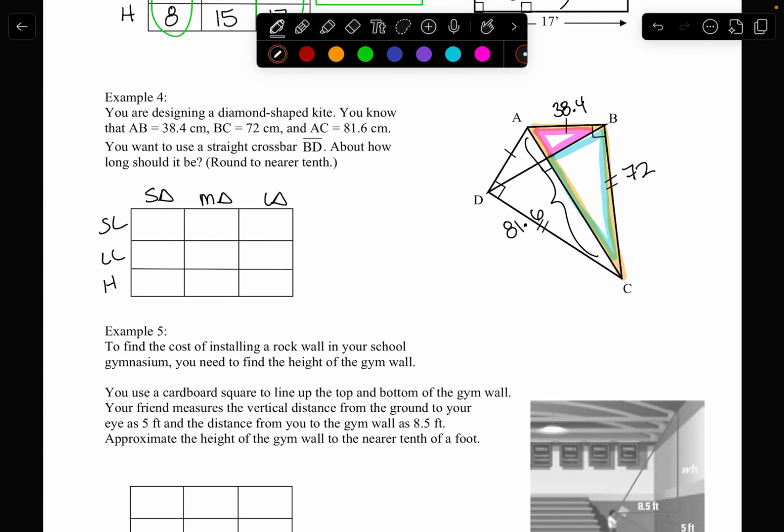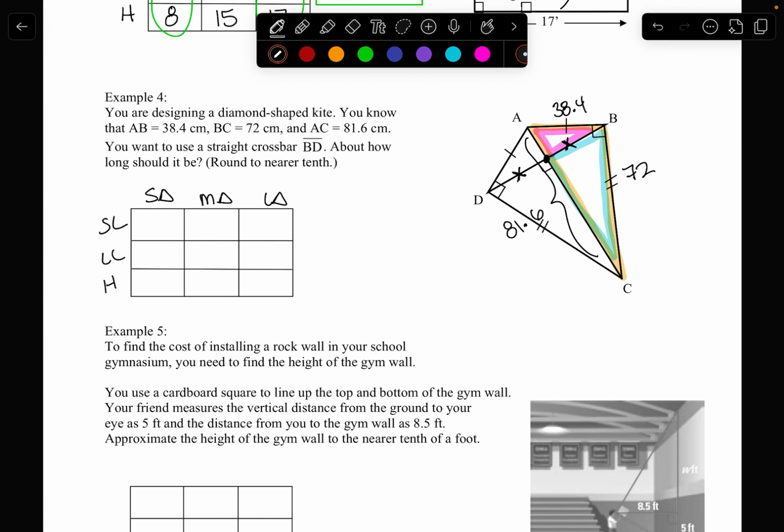I'm supposed to be finding this crossbar length here, okay? Now, in a kite, which I know you probably don't just know this information, but in a kite, these two lengths are going to be the same. So once we find from the center of our kite to B, we can just double it to find the entire crossbar BD. So that's what we're going to do.